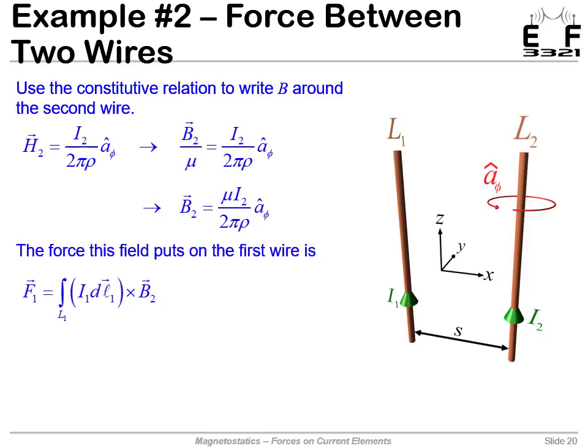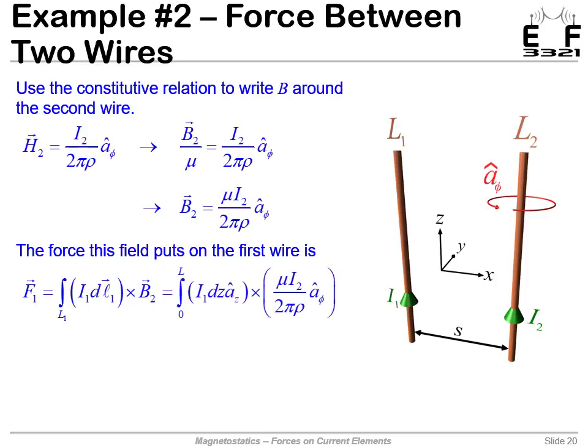Now that we know B2, the magnetic field put out by L2, now we can figure out the force that that puts on the first wire. So we don't have differential current elements here. These are full long wires, and so the magnetic field is known. We only have one integration to do, so we don't have another differential B field here. So we integrate this just over L1 to get the force that that puts on the first wire.